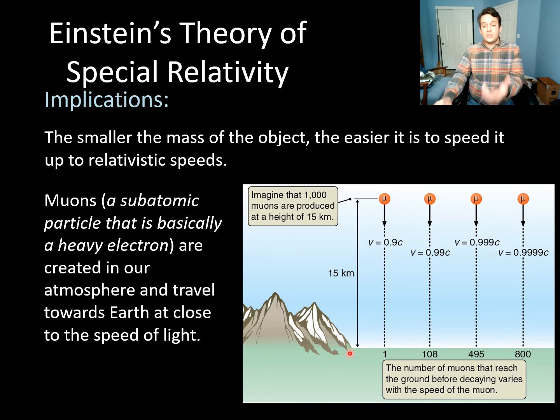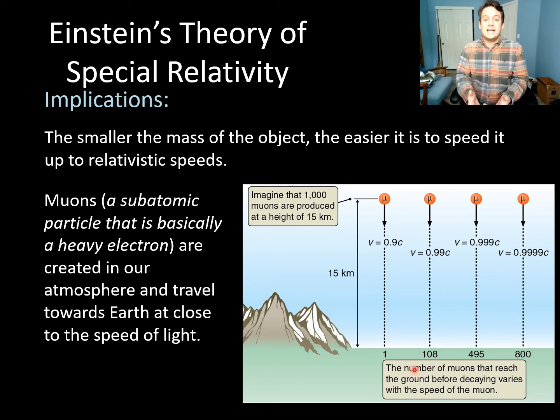Okay? And so the upshot is that if a muon happened to be moving at 90% the speed of light, or 0.9 c, then out of 1,000 muons, about 1 would reach the surface of the Earth before it decayed. Okay, so almost all of them would be gone. On the other hand, if it was moving at 99% the speed of light, then we would get over 10% of the muons. They would still be alive. Say 108 muons would not yet have decayed by the time they hit the Earth.